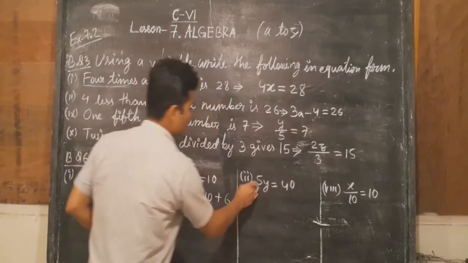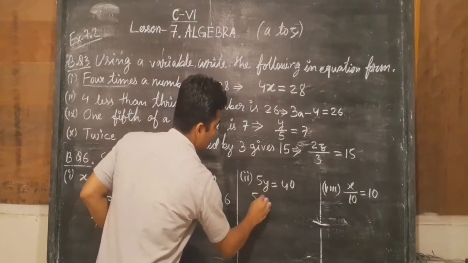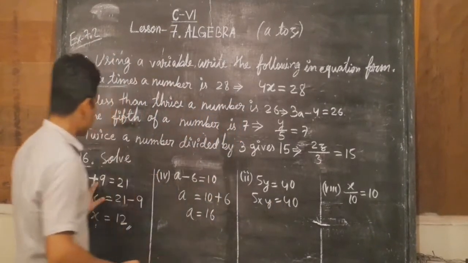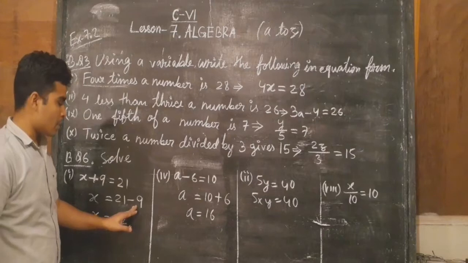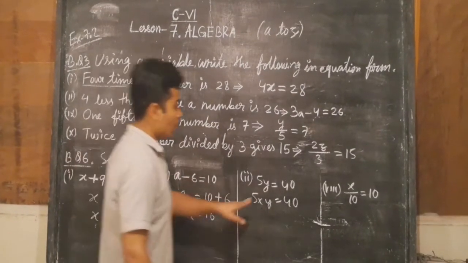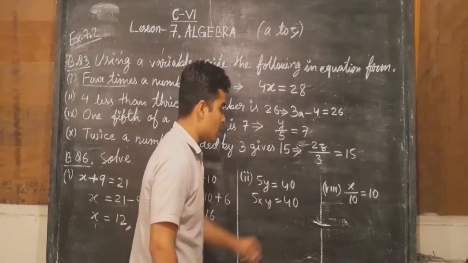Here now you can see 5y, meaning 5 into y, is equal to 14. If plus, it will be minus on the right hand side. If minus, it will be plus on the right hand side. If into, then it will be divided on the right hand side.